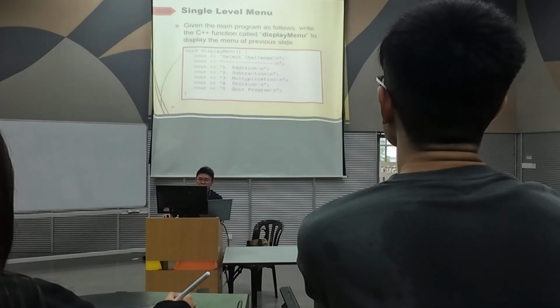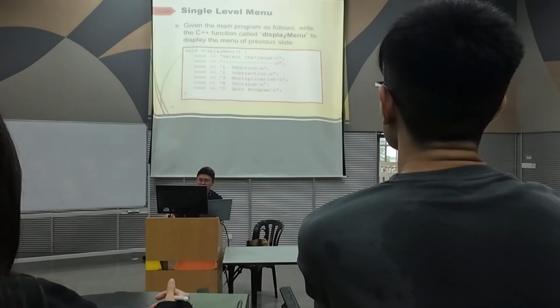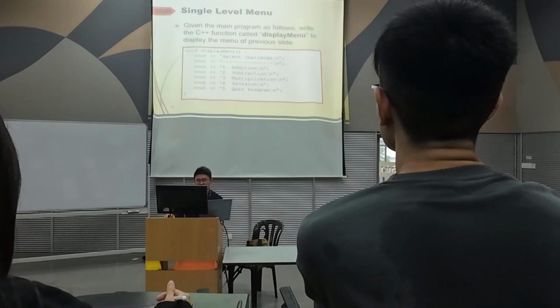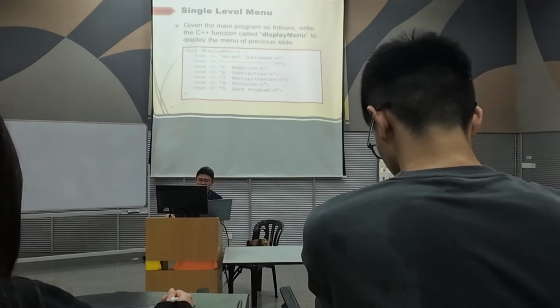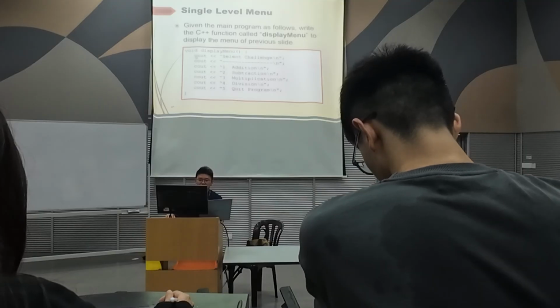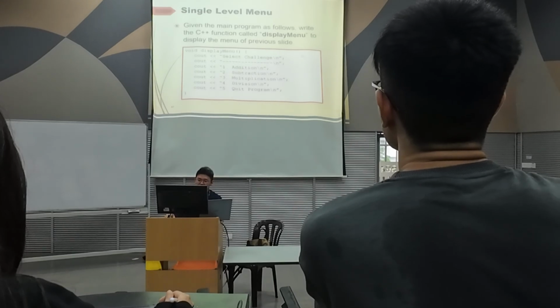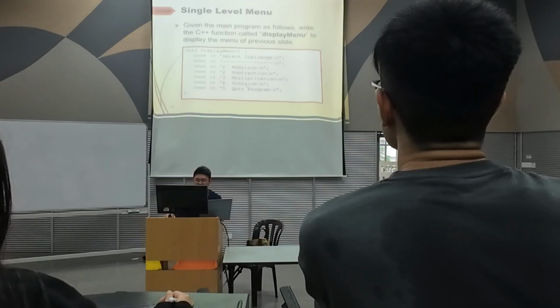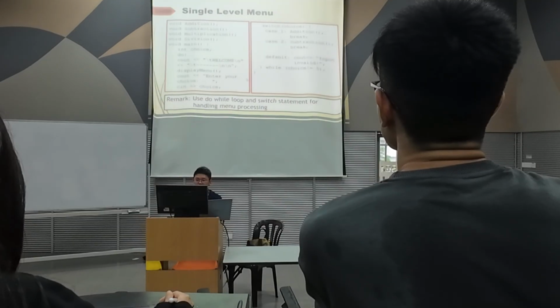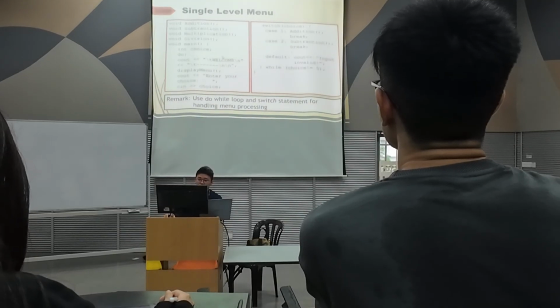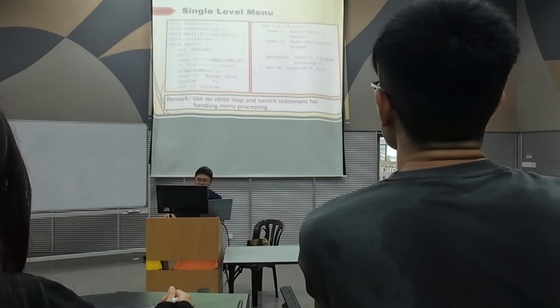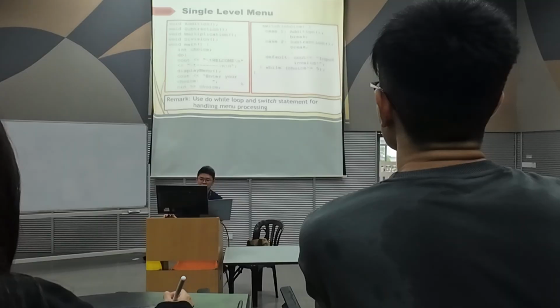Okay, single level menu. Given the main program as follows, write the C++ functions. This one is a display menu function. We're using cout to display the structure and also the information for the menu. So this one is addition, subtraction. These are the options. So this is the code. We're using the while loop, do while loop, and the switch statements for handling the menu processing.